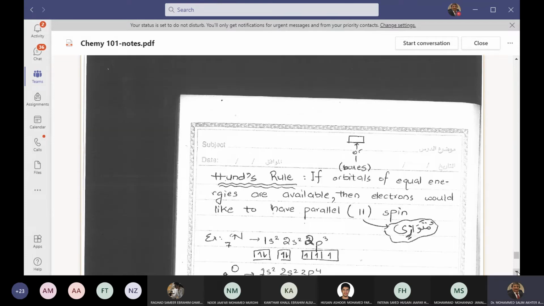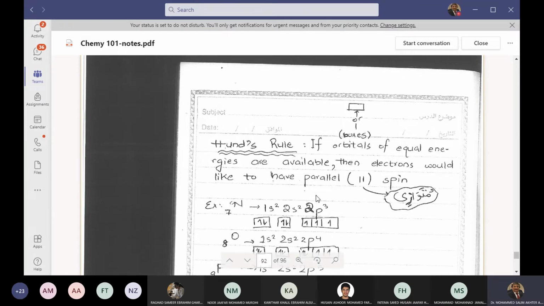Now, my friend, let's look at Hund's rule. Hund's rule, nothing complicated. I'll give you the example, then I will explain the definition. What does this rule say? Take N, atomic number 7. How do you write down the electron configuration?